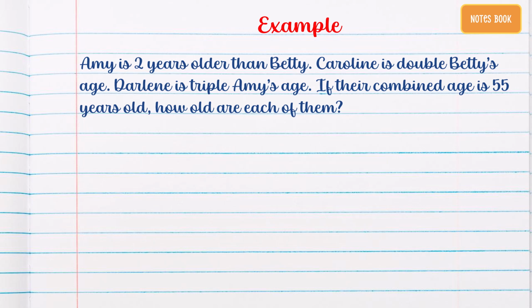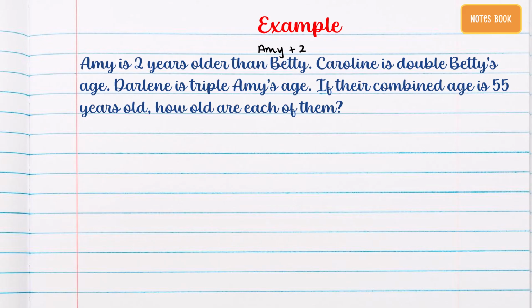Now, this is my last example for you today. I do think this is the hardest example out of the lot, so feel free if you'd like to give this one a go. Now, we have 4 ladies here. Each of them have a relationship between their ages, right? We've got Amy is 2 years older than Betty, so Betty is going to be Amy plus 2, okay? Caroline is double Betty's age and Darlene is triple Amy's age. So everyone can be written in relation to Amy, all right?